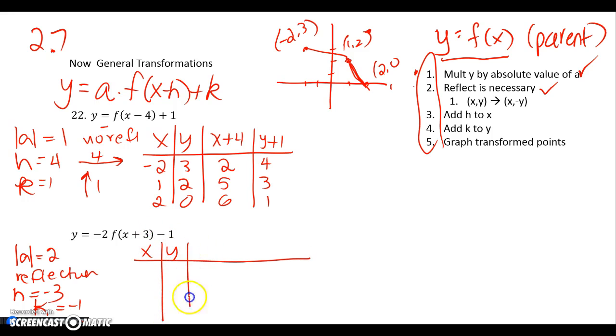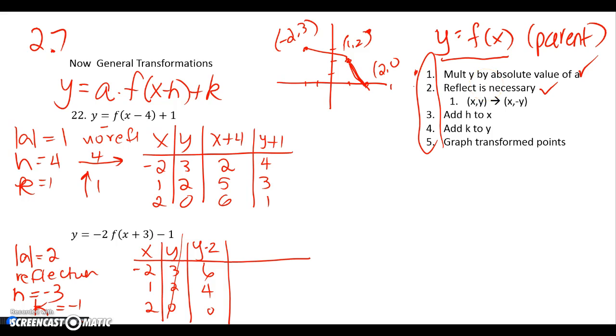There's our x and y original: negative 2, 3, 1, 2, 2, 0. Each time I make a revision to one of the coordinates, that is the new coordinate. I don't need that other column again. So this says multiply y by the absolute value of A. So I'm going to take y and multiply by 2. So I have 6, 4, and 0. So I'm done with that column. Then it says reflect if necessary. I do have to reflect this one.